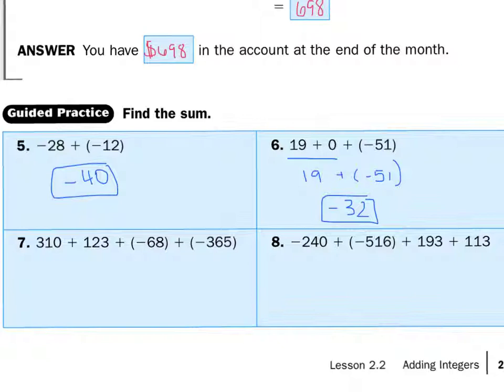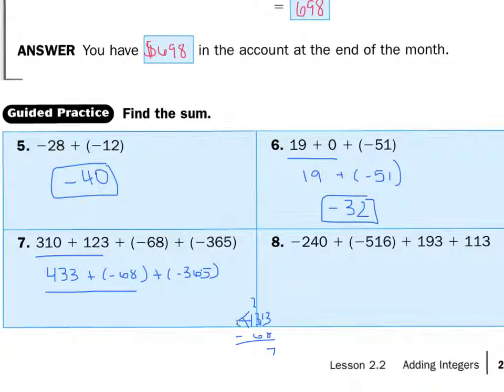For number 7, we're going to add our first two numbers together. 310 plus 123 will give you 433 plus a negative 68 plus a negative 365. To put those together, 433 minus 68. We subtract the two numbers. We get 367. Or sorry, 365.